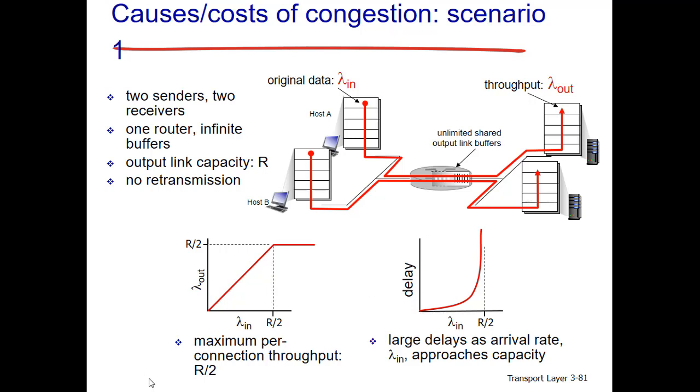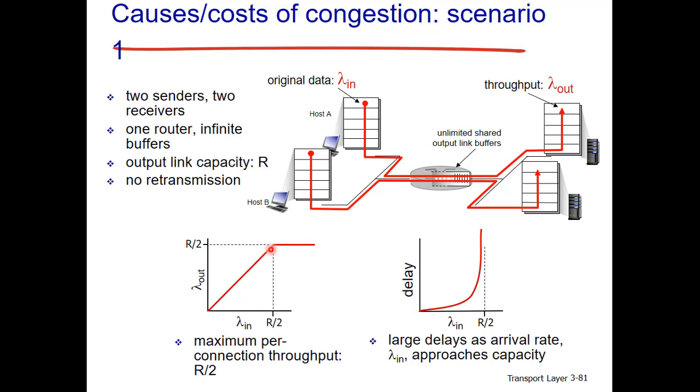In this scenario, it shows that you have two hosts, two senders that are sending, and there are two receivers that are receiving. One router, and output link capacity is R, and there's no retransmission. So both these hosts equally share this link, which is R. So lambda in, which is the throughput of host A, should be R by 2. Host A and host B equally share the channel R, so their throughput is R by 2 each. So if lambda in is increasing, lambda out is increasing.